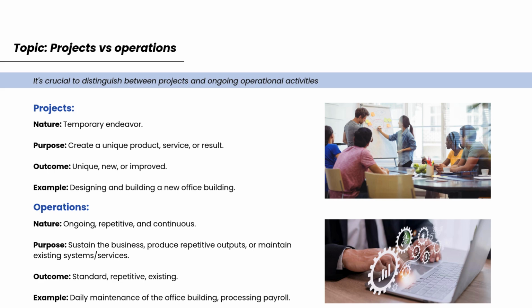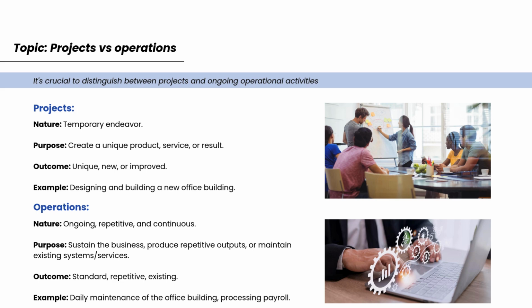Let's begin with projects. Nature. A project is a temporary effort. It has a defined start and end. Purpose. Its goal is to create something unique, like a product, service, or result. Outcome. The result is something new, improved, or different from before. Example. Designing and constructing a new office building. Once completed, the project ends.